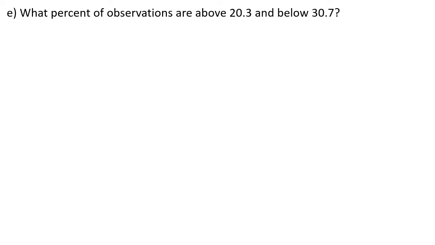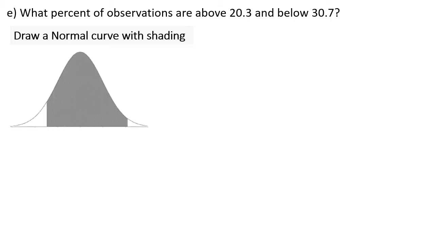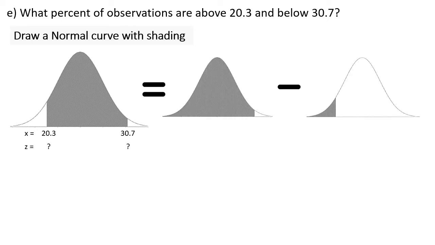All right, let's look at E. What percent of observations are above 20.3 and below 30.7? So let's draw a picture with that one. This one's getting complicated. We have shading in the middle between two values, above 20.3 and below 30.7. What does this really look like? If we break this down, it looks like shading below 30.7, and we want to take away the shading that is below 20.3. Visually, hopefully that helps.